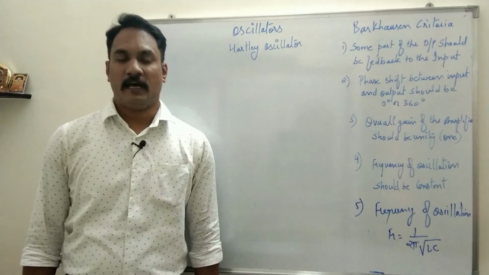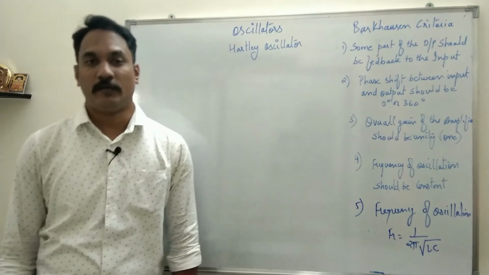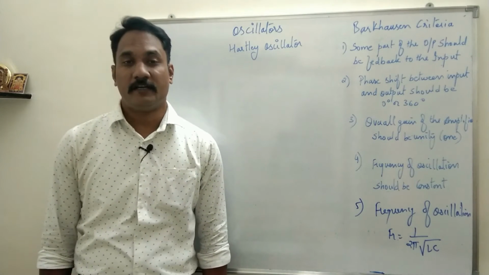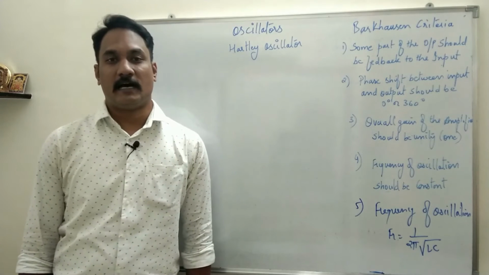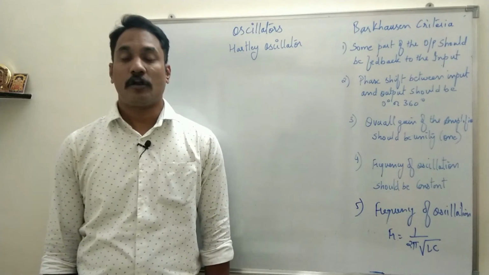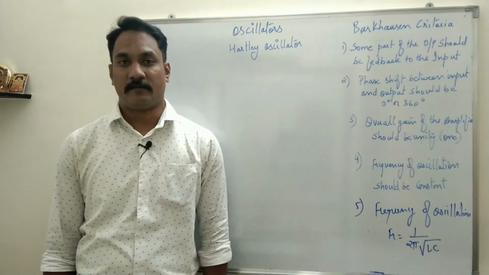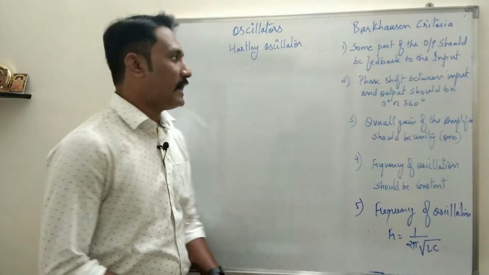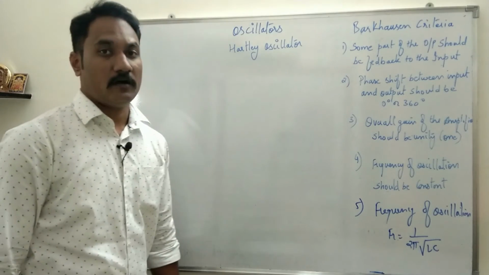Hello students, having understood Barkhausen criteria and the tank circuit, now let us try to understand the different oscillators. The oscillators which we will try to understand are Hartley oscillator, Colpitts oscillator, phase shift oscillator and crystal oscillator. In that series, the first one is Hartley oscillator.